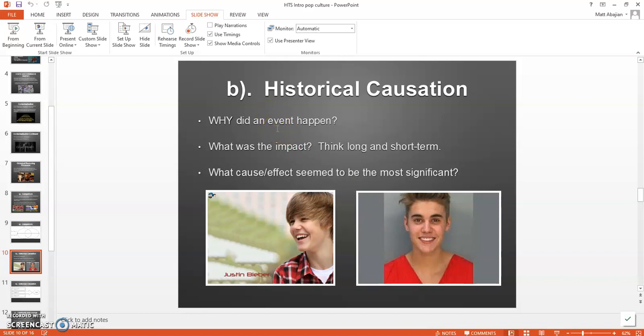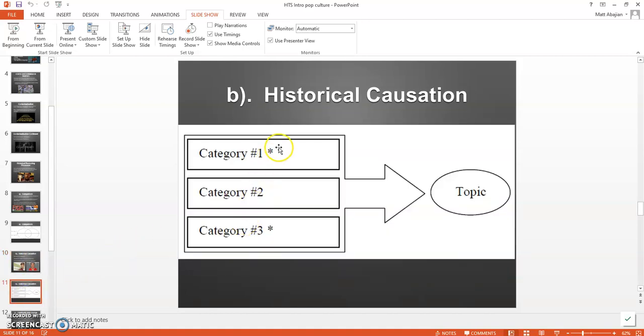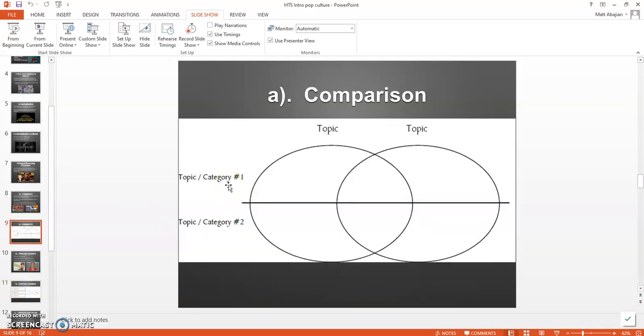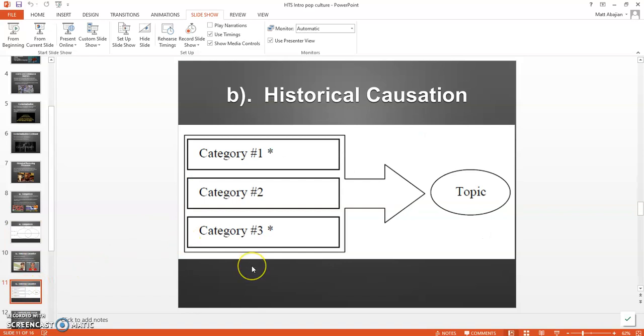So in history, we're looking at what is the cause, what's the impact. It could be short term, it could be long term. What's the most significant? A lot of the time when we're talking about causation, we're usually ranking, saying what are the biggest reasons to cause something, what are the biggest effects. And at this point, unlike similarity and difference, where in your argument you're going to tell me is it more similarities or more differences?